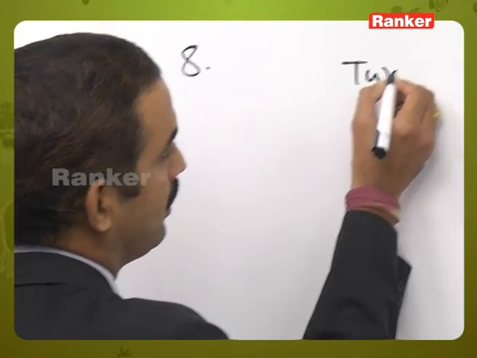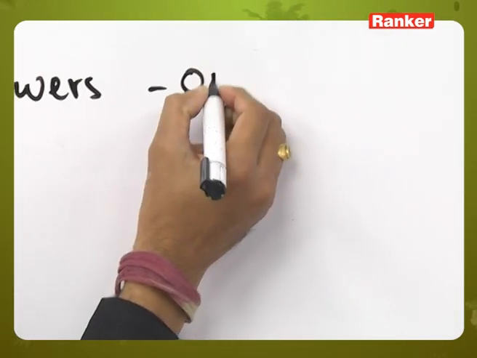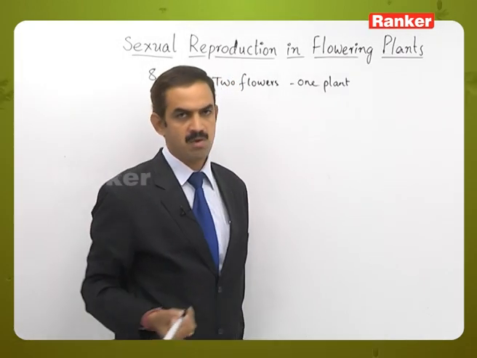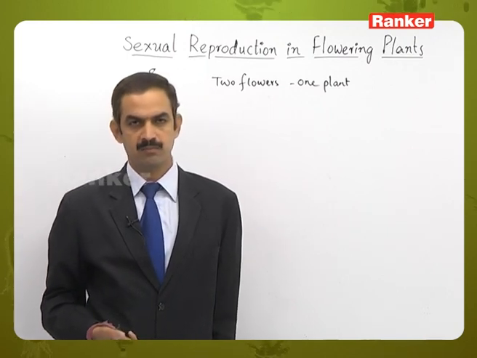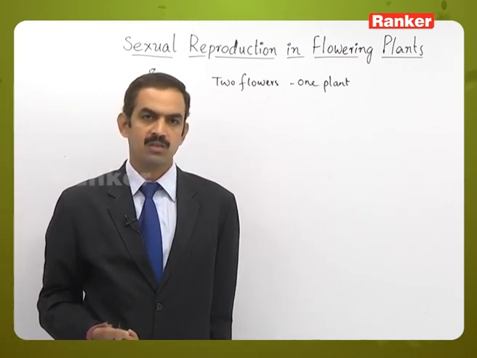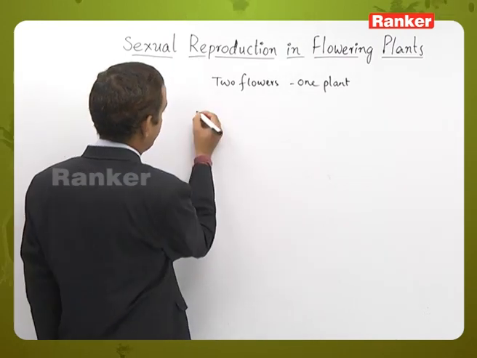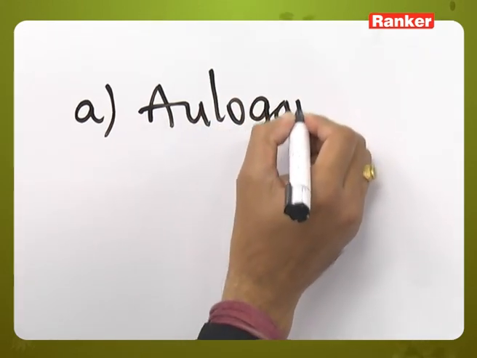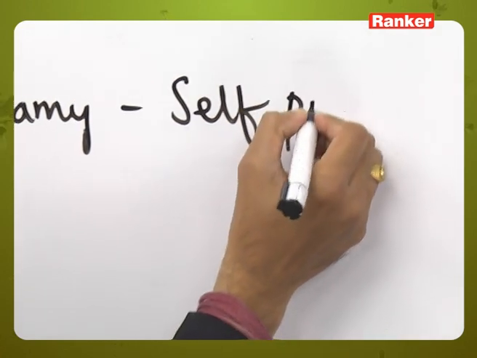So here, once again, two flowers and one plant. That means the two flowers are participating in the pollination, but the two flowers are present on the same plant. So here the options that have been given, first one is autogamy. Autogamy is nothing but self-pollination.